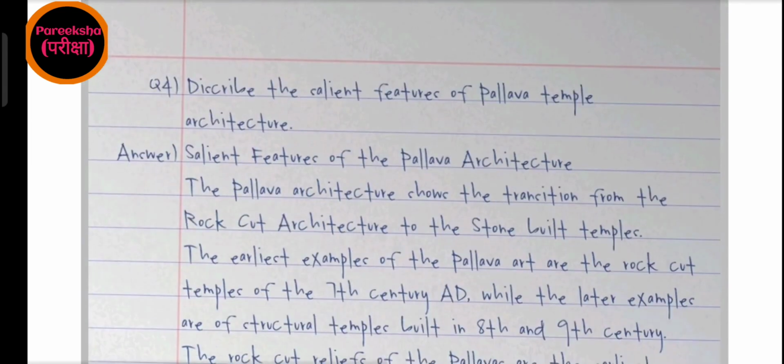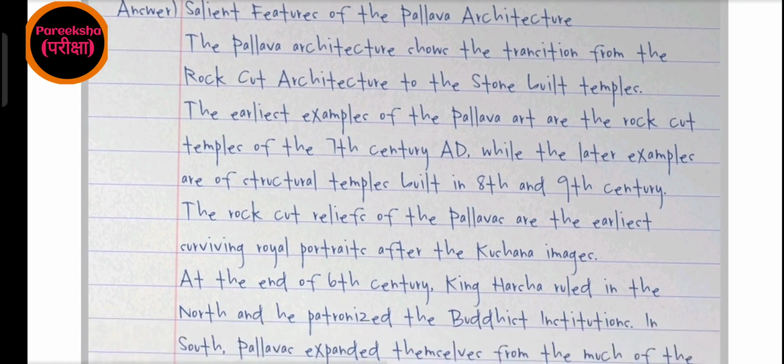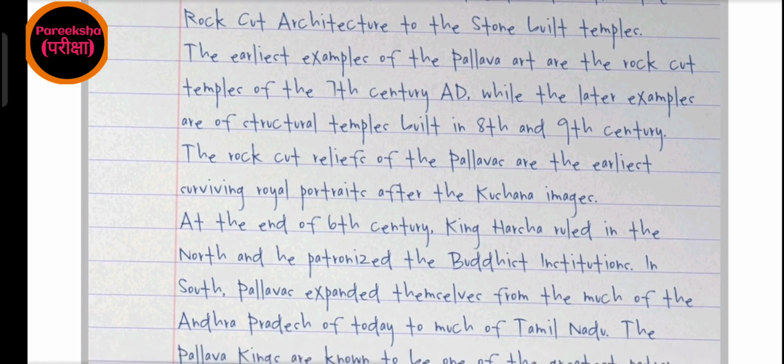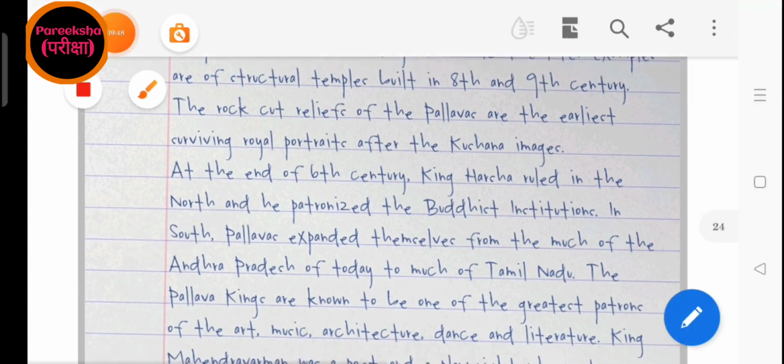The fourth question is, describe the salient features of Pallava temple architecture. The Pallava architecture showed the transitional form of rock-cut architecture. You should write about rock-cut architecture and stone-built temples, because those were the famous architecture.